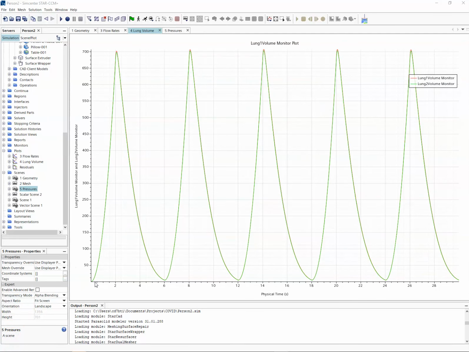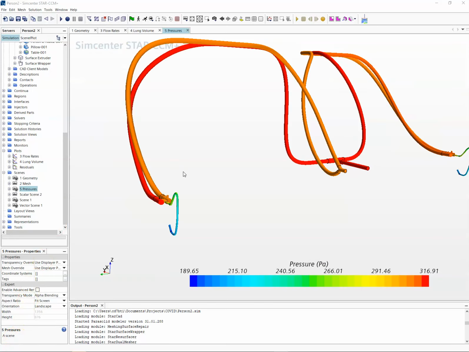That corresponds to what we see in this plot. This is measuring the excess volume in the lungs, so 0 corresponds to the point immediately prior to inspiration. We see that the lungs are taking in about 700 milliliters of air, which corresponds with real patient data.